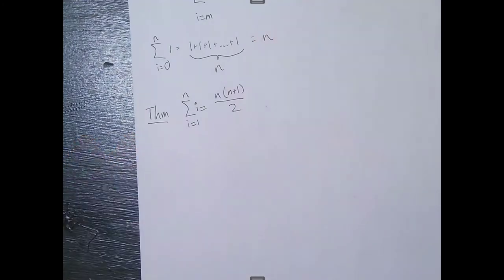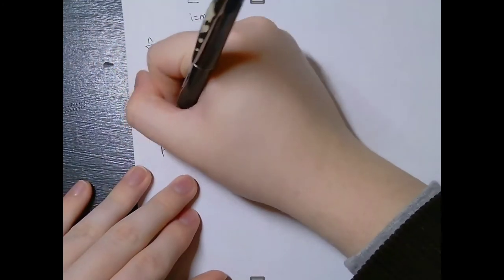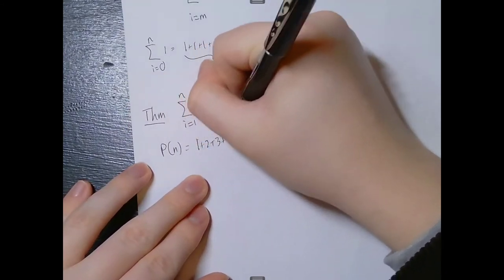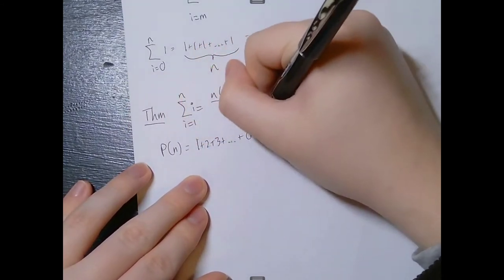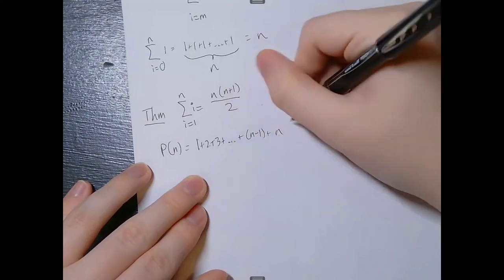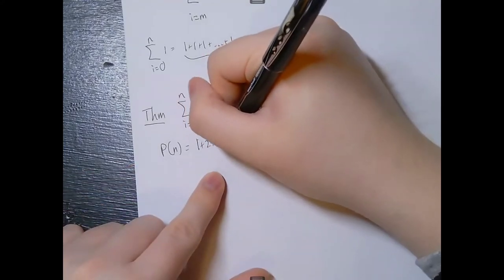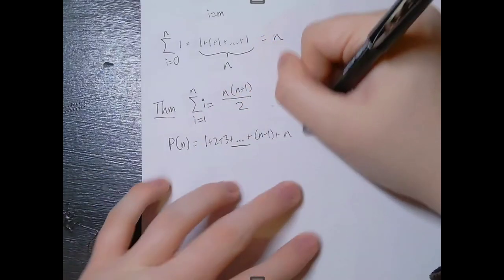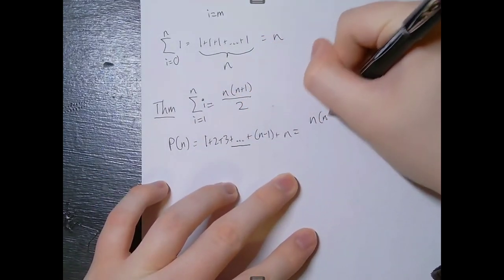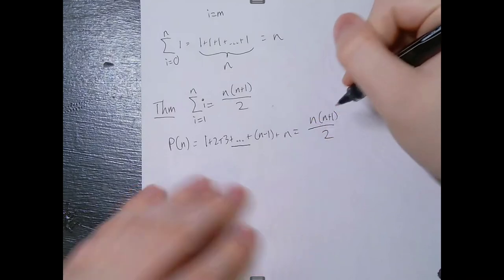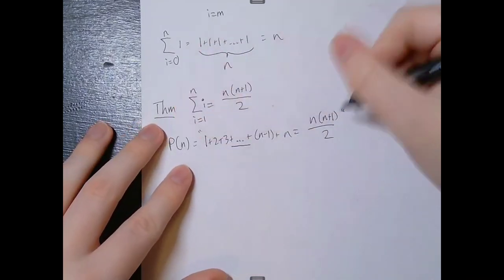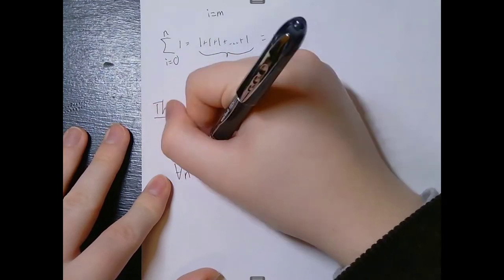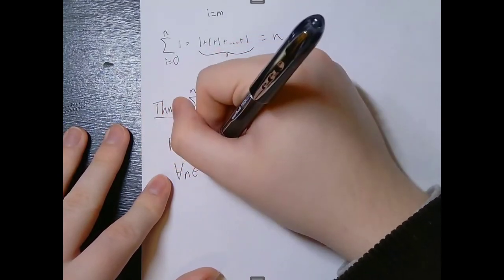So P of n here is going to be 1 plus 2 plus 3 plus all the way up to n minus 1 plus n, so 1 plus 2 plus 3 plus everything in between plus n minus 1 plus n equals n times n plus 1 divided by 2. That's all this is, P of n here, and we're trying to show that P of n is true for all n in the natural numbers, we could say.